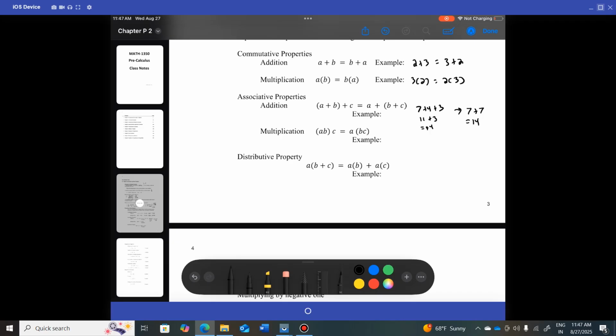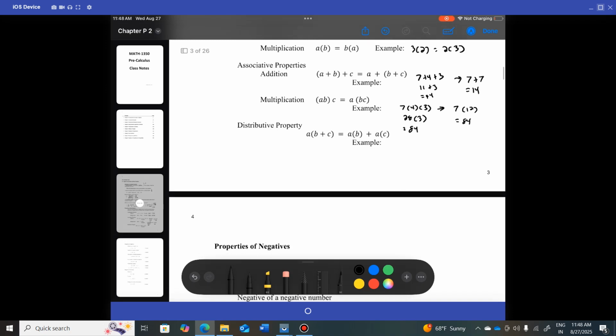We can do multiplication. So 7 times 4 times 3. We can do first 7 times 4 is 28, and then multiply that by 3. And so let me do that real quick. Get 84. Or we can do 4 times 3 and get 12, and then 7 times 12 is equal to 84. Or any order.